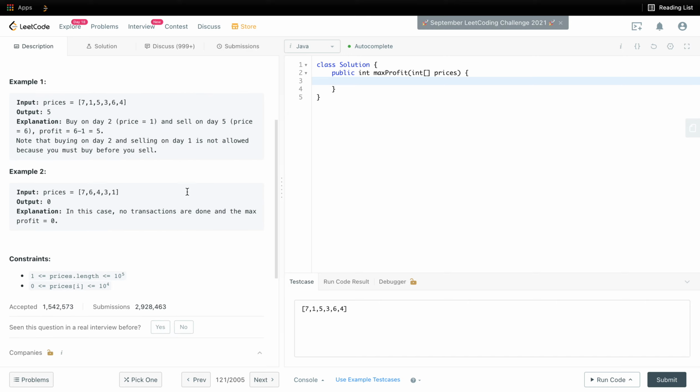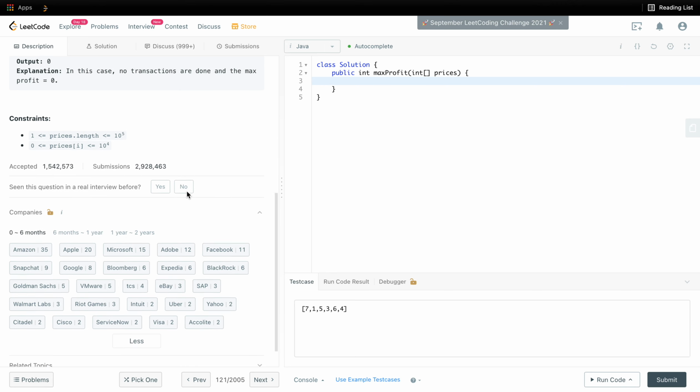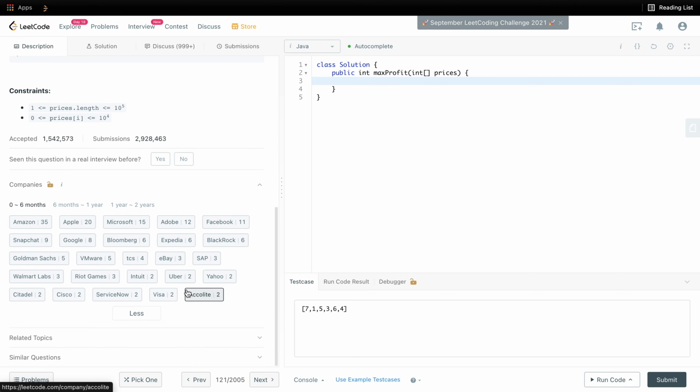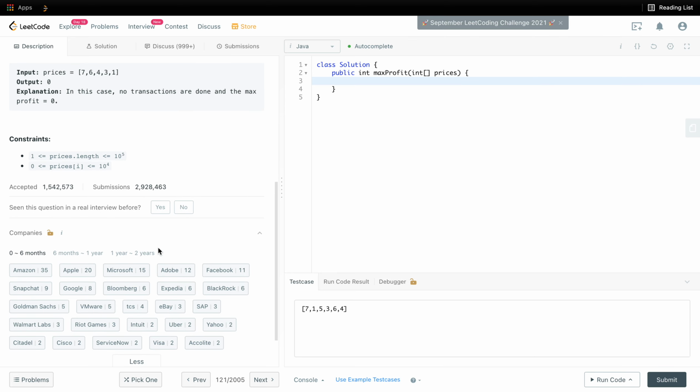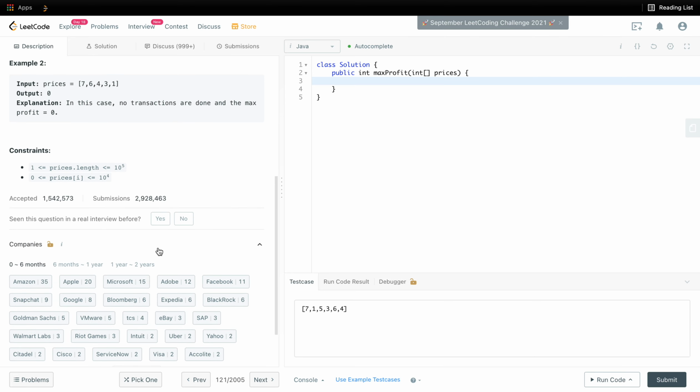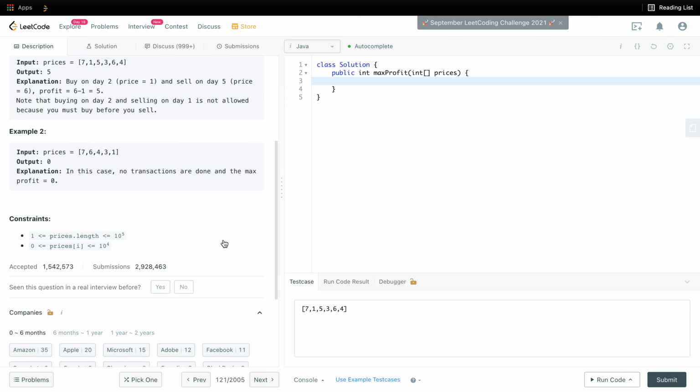Before going into the solution, let's first quickly check which companies are asking this question. I think Amazon is at the topmost. Apple, Microsoft, Adobe, Google are also in the list. This is a really good question because it has good frequency.